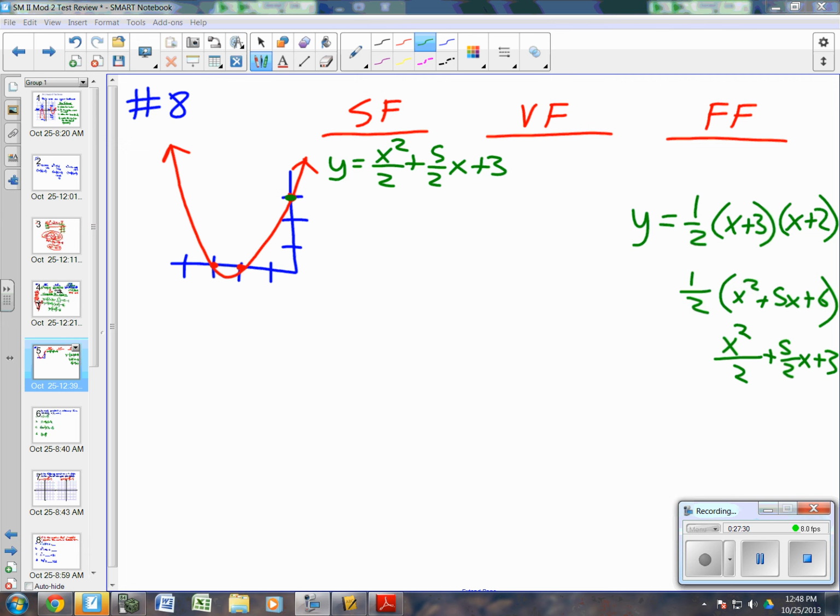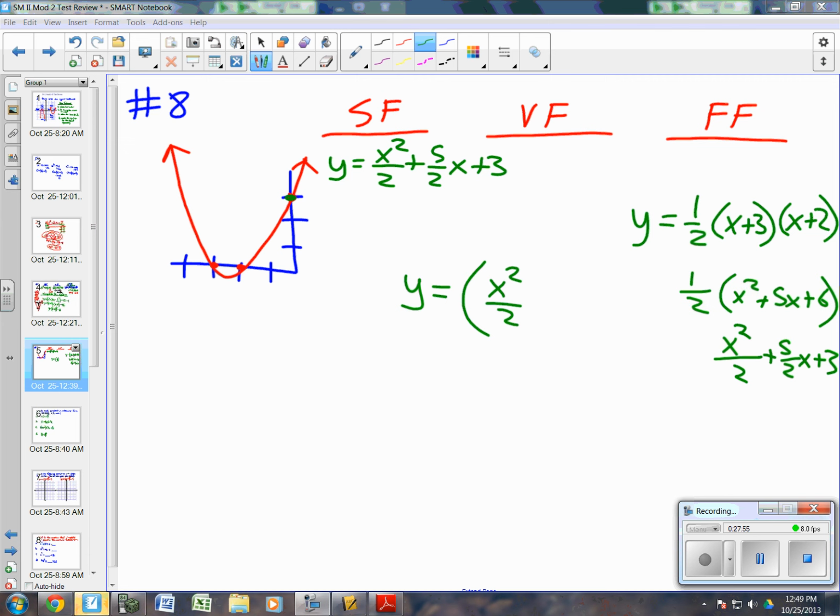-5 over 2? No. Okay, that's standard form. Oh, vertex form is going to be really fun with this one now. Okay, it is possible. Okay, this is how you do vertex form. We're going to have to group the first two terms.